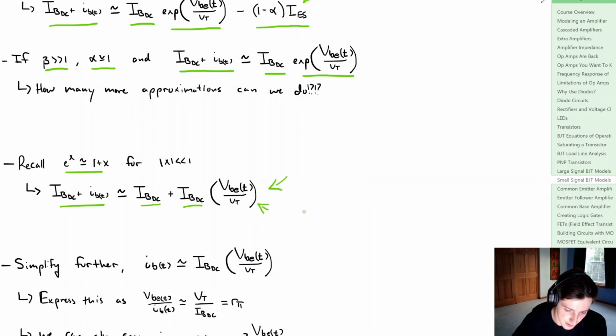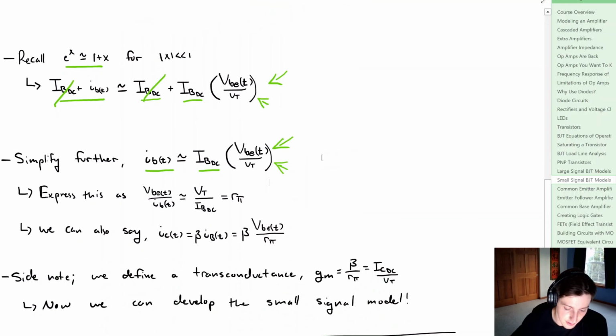Simplifying this further, we can get rid of this DC part of the base current right here, and that's going to allow us to say that the AC part of that base current is approximately equal to the DC part, and that's going to be multiplied again by the AC part of VBE divided by the thermal voltage. Now we can actually rearrange this such that we get the small signal AC part of VBE divided by the base current, and that is going to be approximately equal to the thermal voltage divided by the DC base current. And we actually define that as something called R pi.